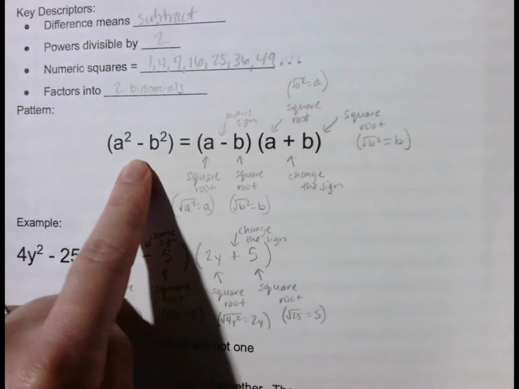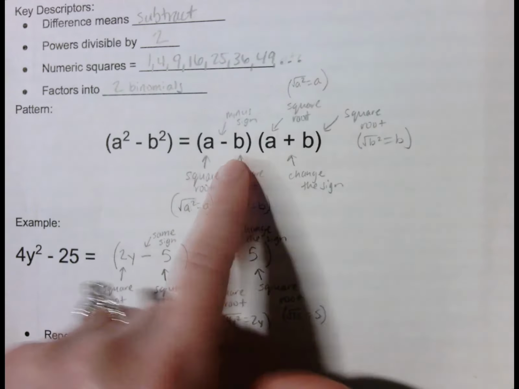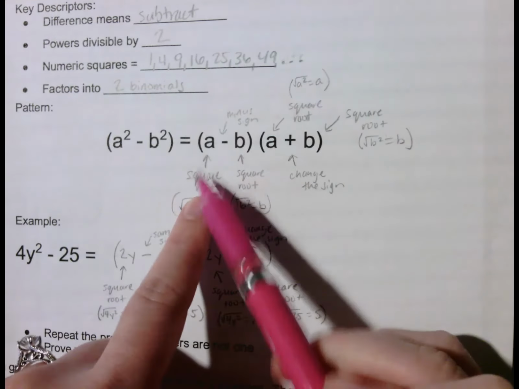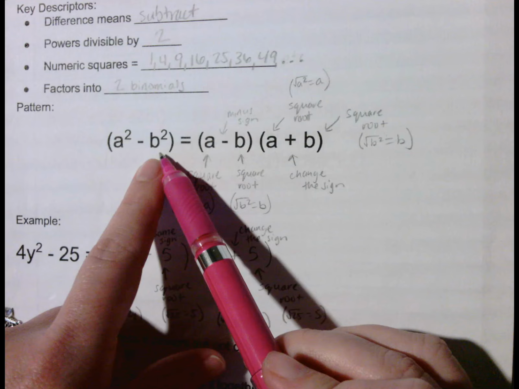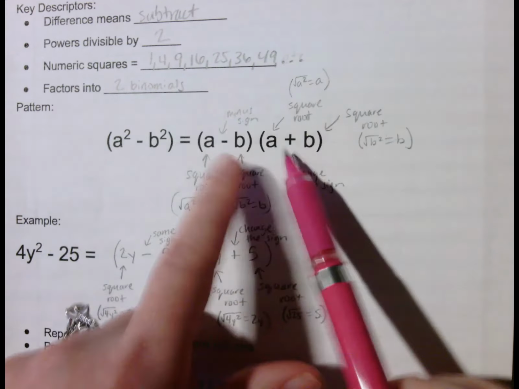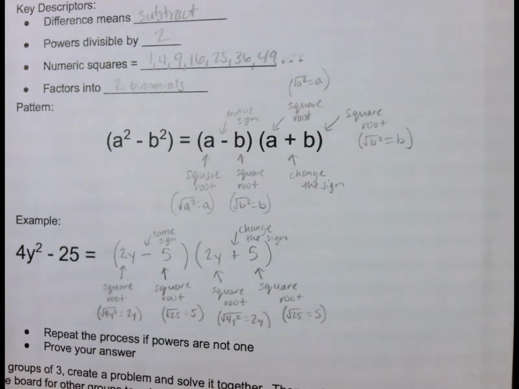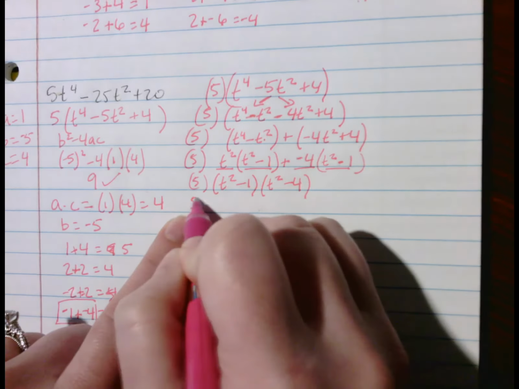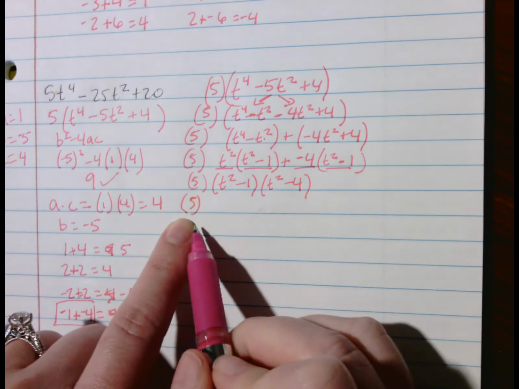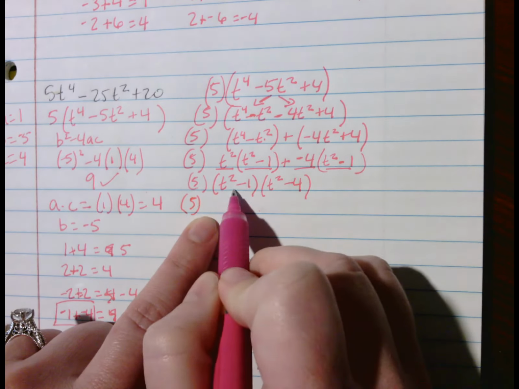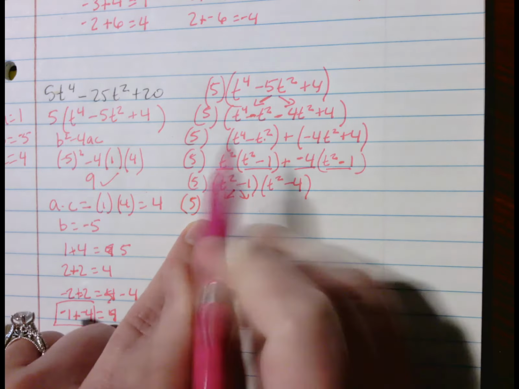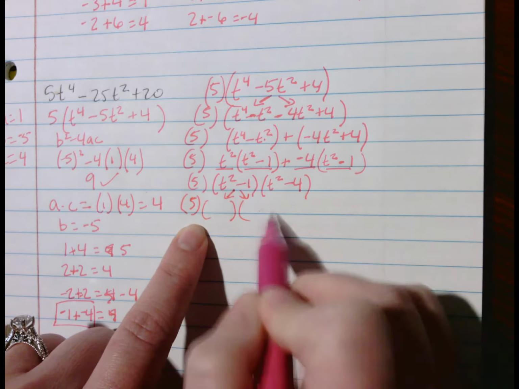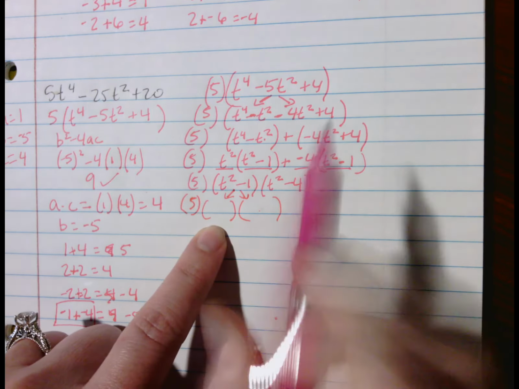Okay, that's the difference of squares, and it's factored into a minus b and a plus b. So we take the square root of this and the square root of this, okay, and then we just change the signs. That's all that we're doing to factor these. So let's not forget 5 is still out here. He's still part of our final answer. This t squared minus 1 is going to get factored into two binomials, okay, remember that.